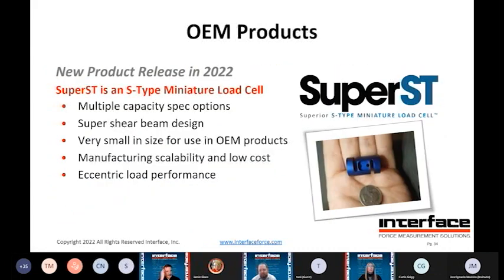And this is an example of the dedicated resources we have in our OEM efforts. We're developing a new line of OEM-specific sensors. What does it mean, OEM-specific? Well, they're very small form factor, very rugged, obviously should arrive at a lower price point, and offer good scalability. So we're pretty excited about the Super ST. It's going to have a few different capacities, and we should be having this available for OEM customers shortly.